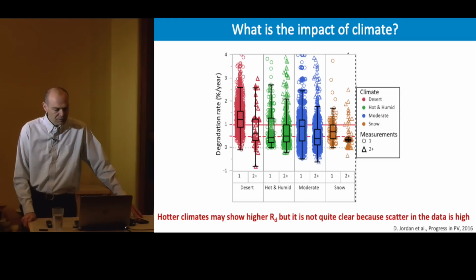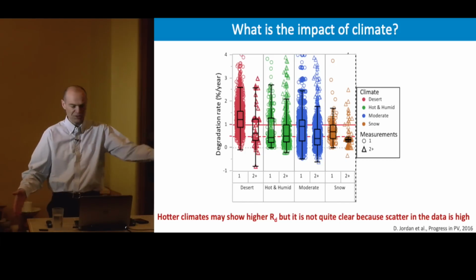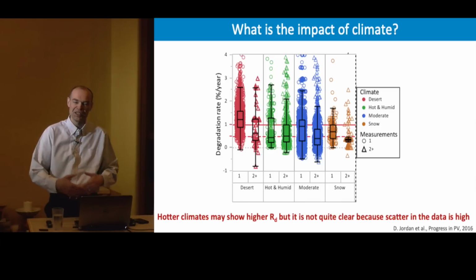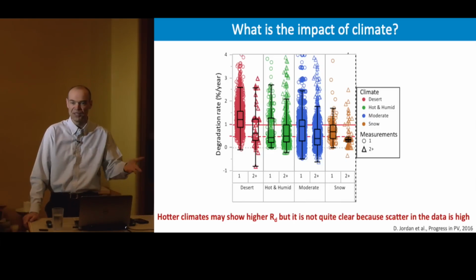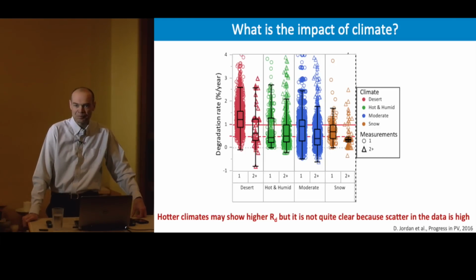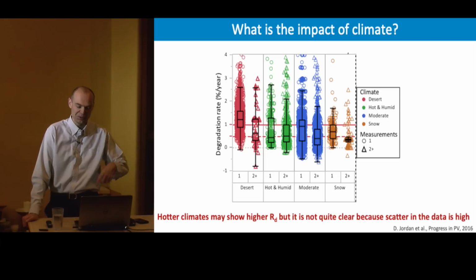What's the 1 and the 2 plus again? 1 is one data point, so they did one measurement and had to use the nameplate rating. But the nameplate rating, let's say a 250 watt module, that's the nameplate rating, can have variation. So it could be 260 or 255, something like that. And so these data points are uncertain. You take this uncertainty into the rate too.